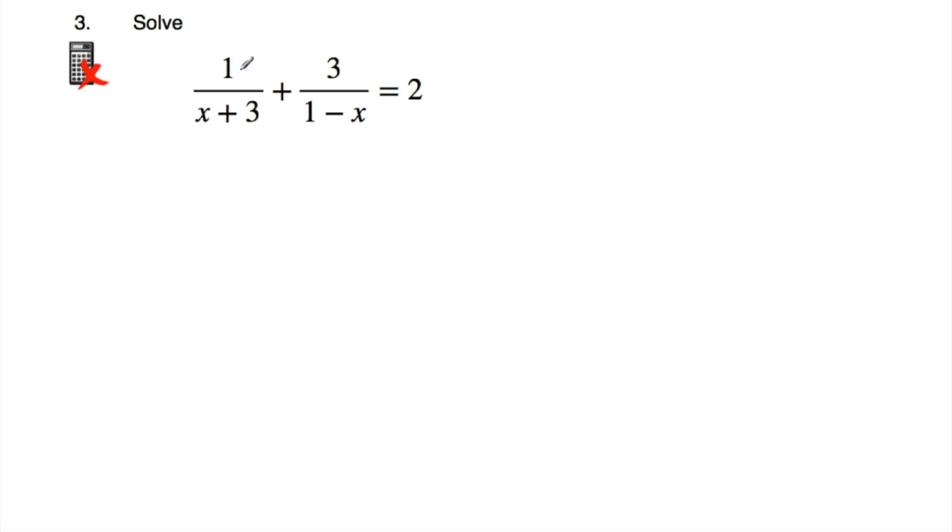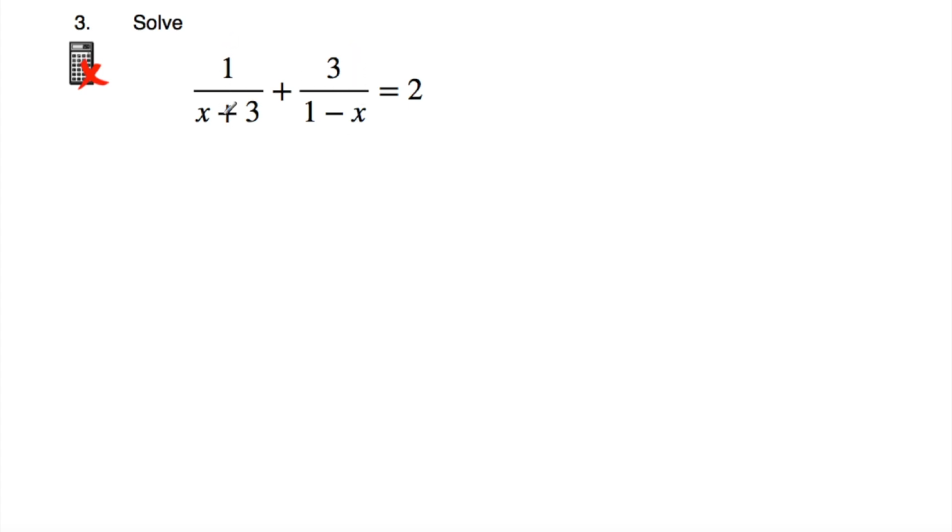So question number 3, again, we've got two fractions added together equals a number. So we're going to add together the two fractions and write it as one algebraic fraction, and then equals 2. And then we'll be able to solve that equation nicely. Okay, so we've got 1 over x plus 3 plus 3 over 1 minus x equals 2. So let's multiply both the numerator and denominator of this fraction by 1 minus x, and the numerator and denominator of this fraction by x plus 3.